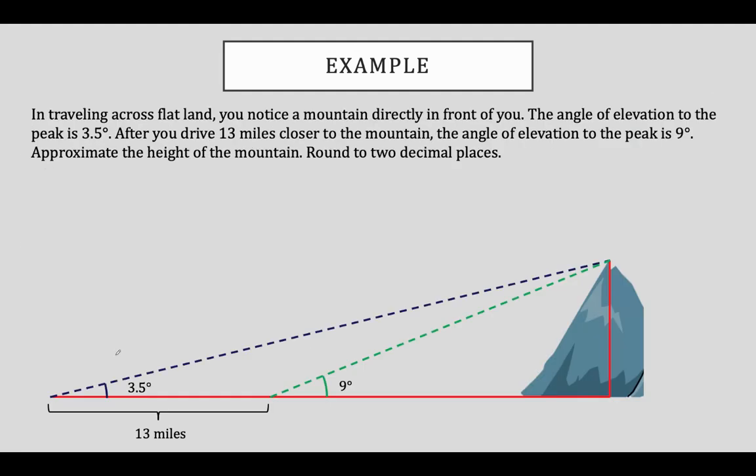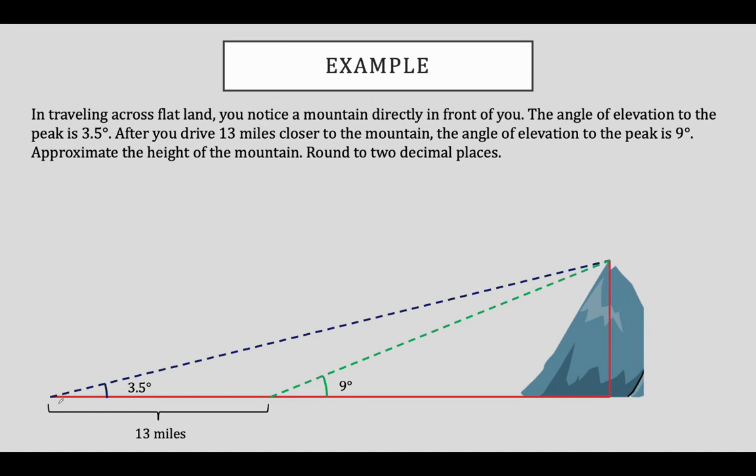All right, one more example here. This one's a little bit tricky. I like this one. Good challenge. In traveling across flat land, you notice a mountain directly in front of you. The angle of elevation to the peak is 3.5 degrees. After you drive 13 miles closer to the mountain, the angle of elevation to the peak is 9 degrees. Approximate the height of the mountain and round to 2 decimal places.